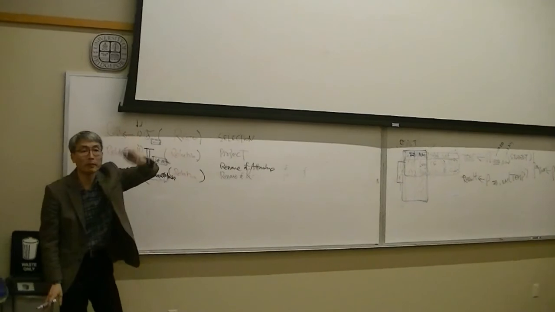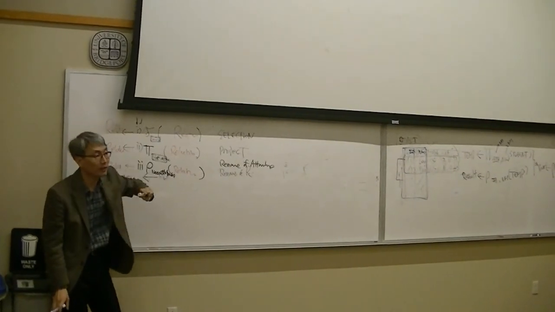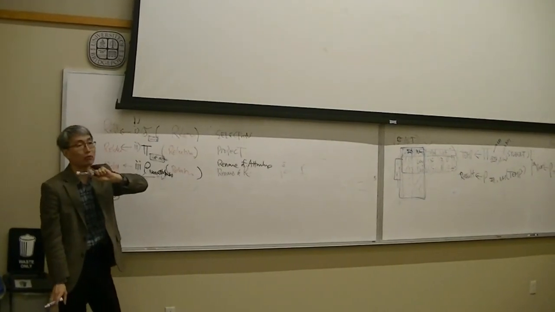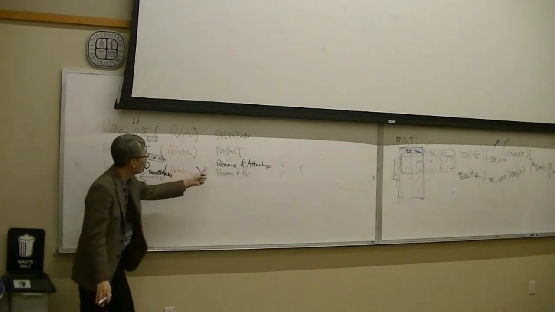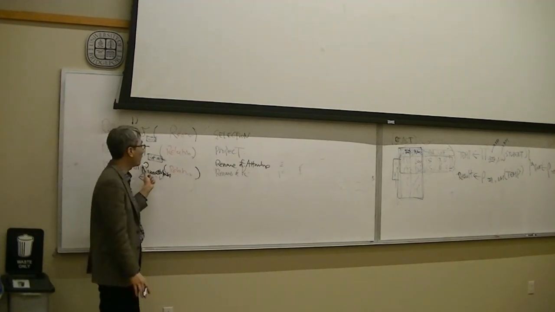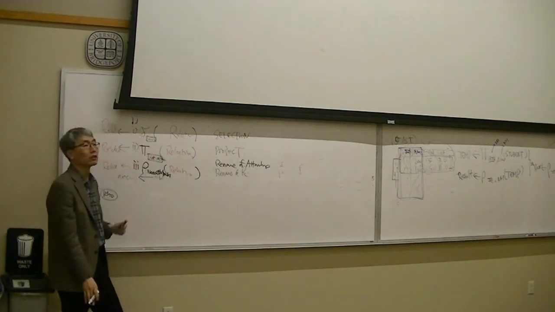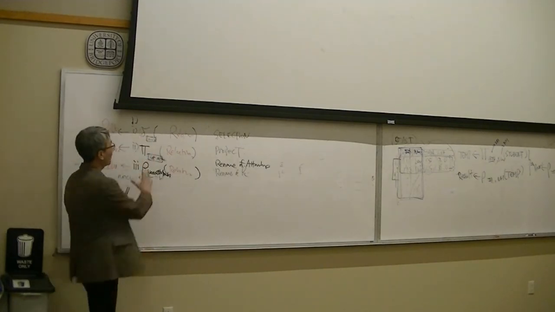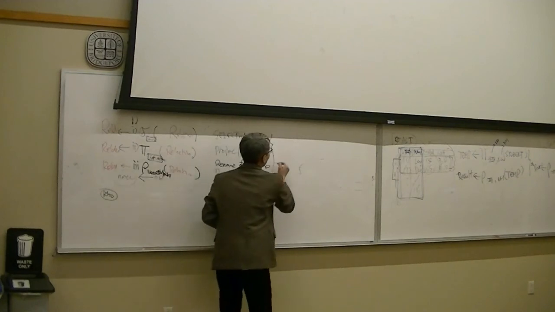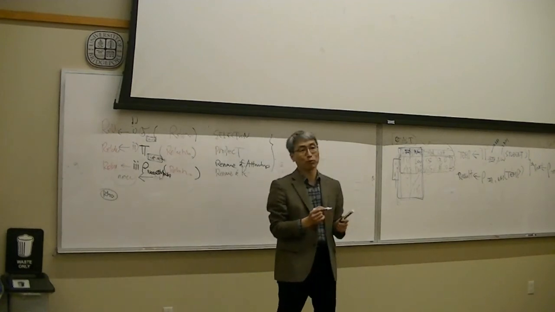We are going to limit by attribute. We can give the list of attributes that we want to accept. Two, rename. One is the rename of the attribute. Another one is rename of the relation. So by combining these, we can create a relational algebra expression.